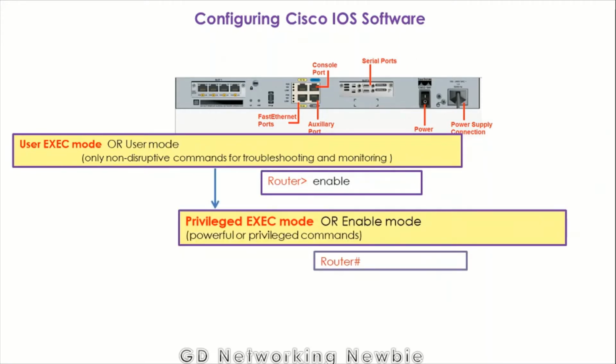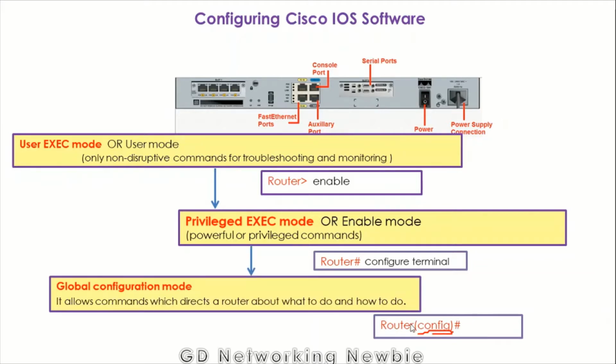And now from this privilege mode, we can also move to the global configuration mode. And for that, we have a command that is configure terminal. When we type configure terminal, we will move to the global configuration mode. And for the global configuration mode, you can see this is the sign. This is the indication that now we are in global configuration mode. And this global configuration mode allows the commands which direct the router or switches to perform some job for us, or which tell them what to do and how to do.